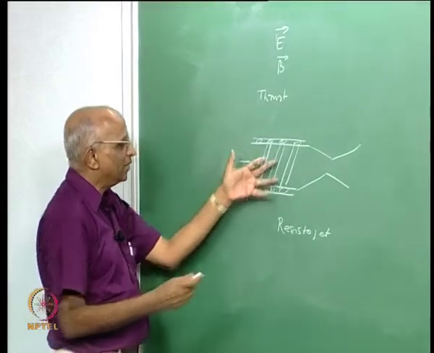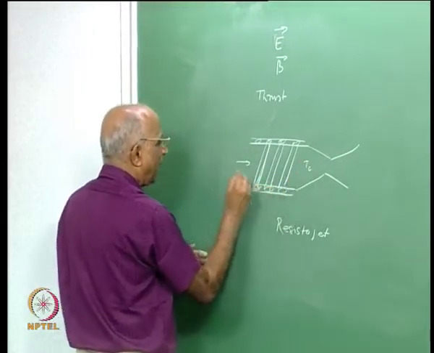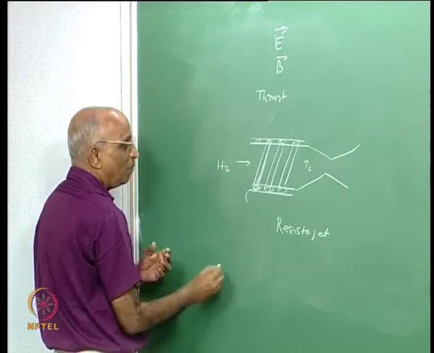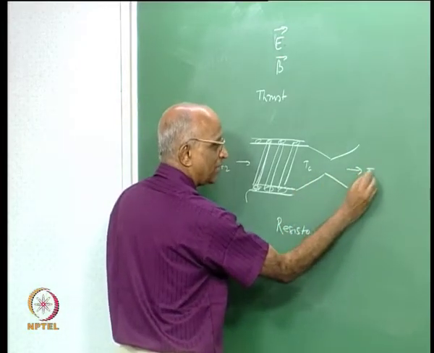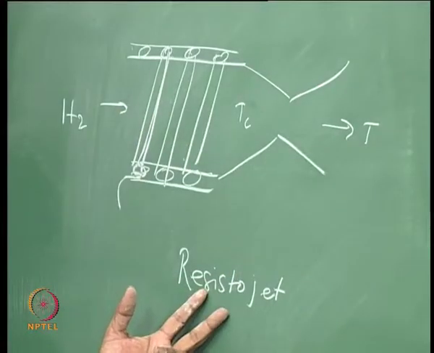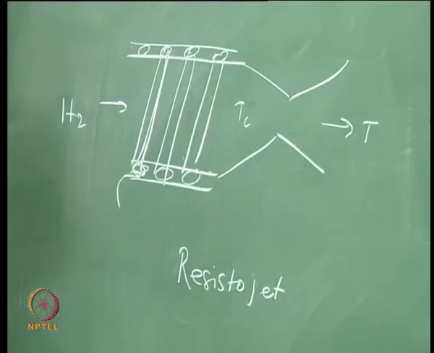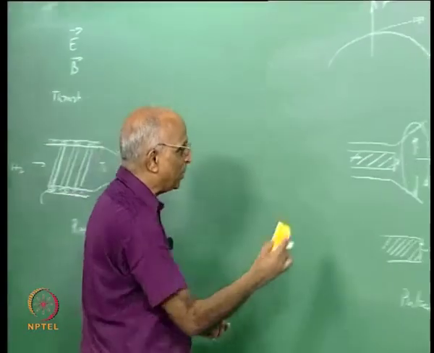I heat the gas, the hot gas at Tc, and if I were to admit hydrogen, which has a low molecular mass, well, I can get a thrust. This is known as a resistojet. And why a resistojet? I can also use a similar principle.